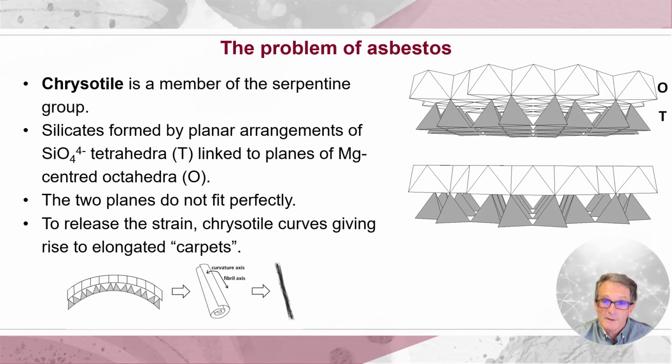As previously mentioned, chrysotile belongs to the serpentine mineral group, a subgroup of the phyllosilicates. Minerals in this group consist of alternating layers of SiO4 tetrahedra, the T sheets, and magnesium-centered octahedra, the O sheets. These layers are not perfectly compatible, as the octahedral sheet is slightly larger than the tetrahedral one. This mismatch creates structural strain, which each serpentine polymorph accommodates differently. In the case of chrysotile, the layers curve to relieve the strain, producing elongated, cylindrical, or rolled carpet-like structures that define its fibrous habit.